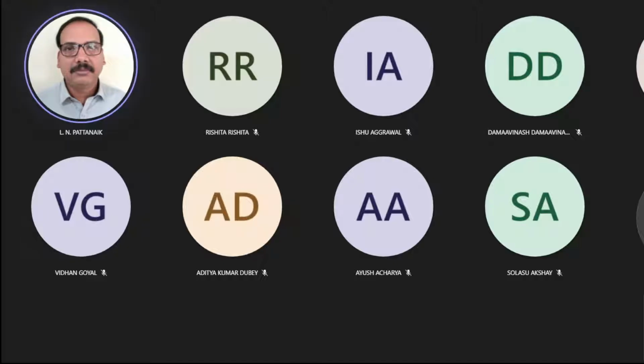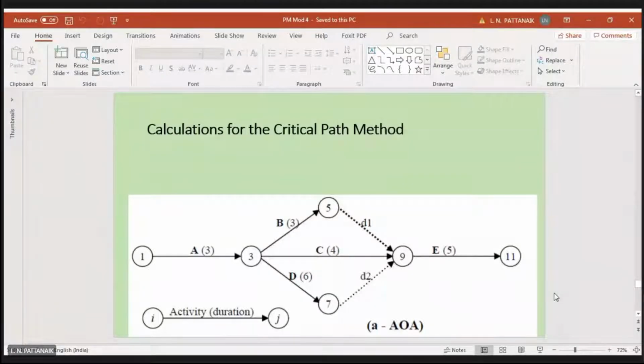Okay, now we are going to understand what is this forward and backward pass computation after the construction of the network diagram, so that we can identify the critical path, right, as well as certain other things also. So this is a problem I'm showing you. I have not shared it. I'm sorry. Yes. Can you see the slide? Calculations for the critical path method.